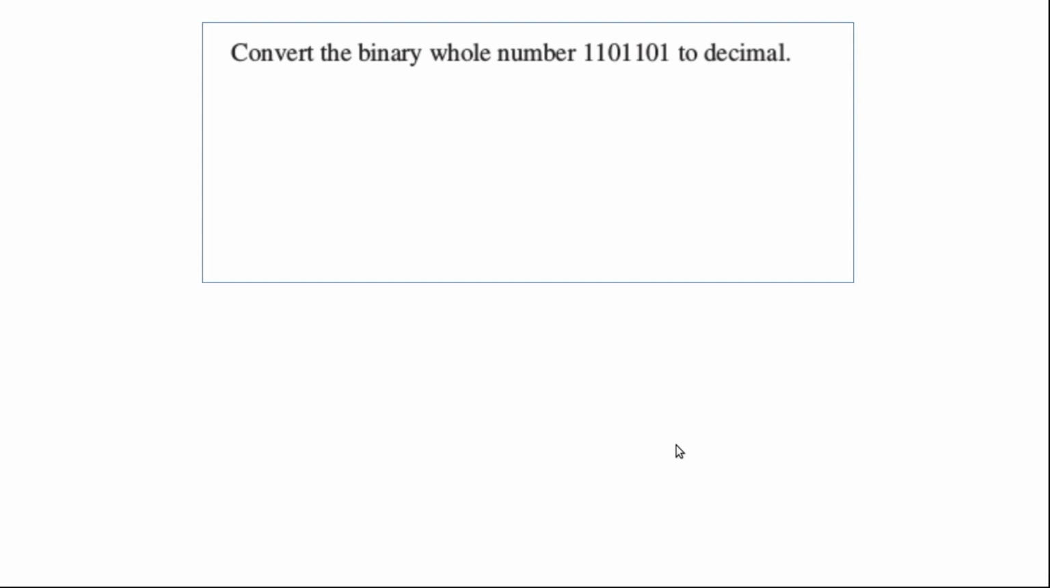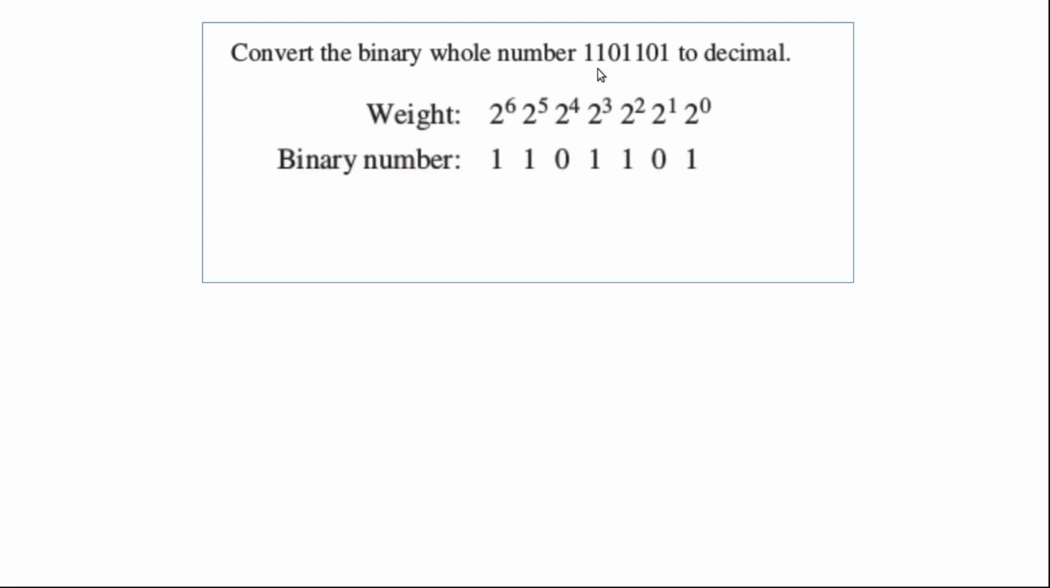Now, how do we convert binary numbers to decimal? So here is one question. Convert the binary number 1101101 to decimal. To do this conversion from binary to decimal, we'll first write down the weights of each bit position. As we know already, the weights of each bit position are 2 to the power 0, then 2 to the power 1, 2 to the power 2, and so on. Next, we write down the given number. The given number is 1101101.